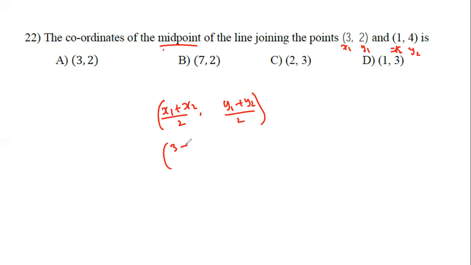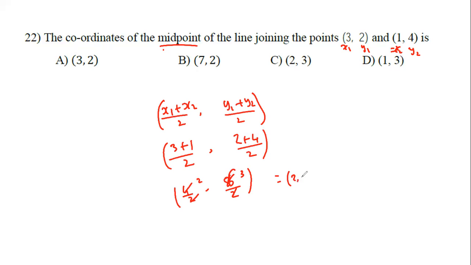x1 is 3 plus x2 is 1 divided by 2, comma, y1 is 2 plus y2 is 4 divided by 2. Simplify this one. 3 plus 1 is 4 by 2, comma, 2 plus 4 is 6, sorry, not 8, this one is 6 by 2. 2 ones are 2, 2 threes are 6. Answer is (2, 3). So which option is right? Option C is correct. Next, 23rd question.